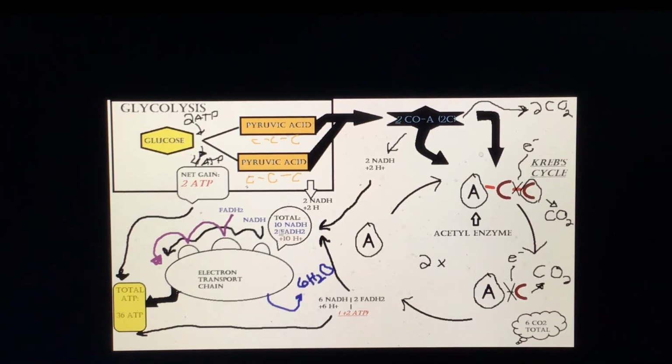And because of the total 10 NADH and the 2 FADH2 and the 10 protons, you make a total of around 32 ATP. And what happens after that is you take the net gain of 2 ATP from the glycolysis, and the ATP within the Krebs cycle. You add those 2 up, and you get 36 ATP in total.